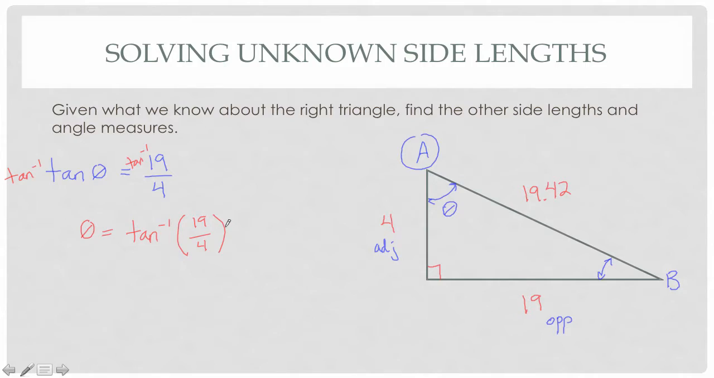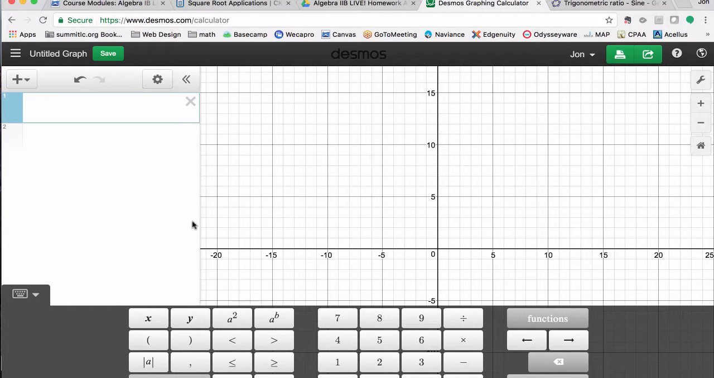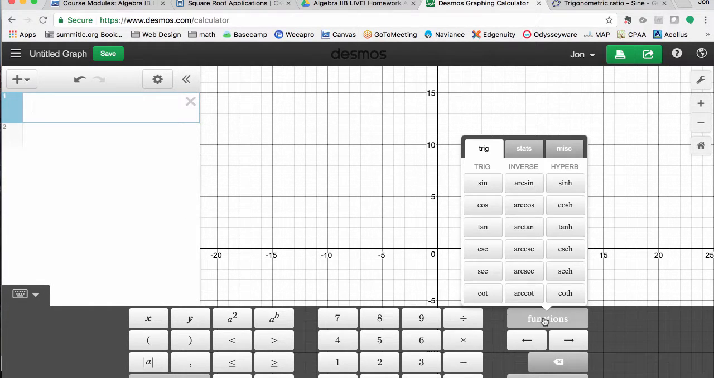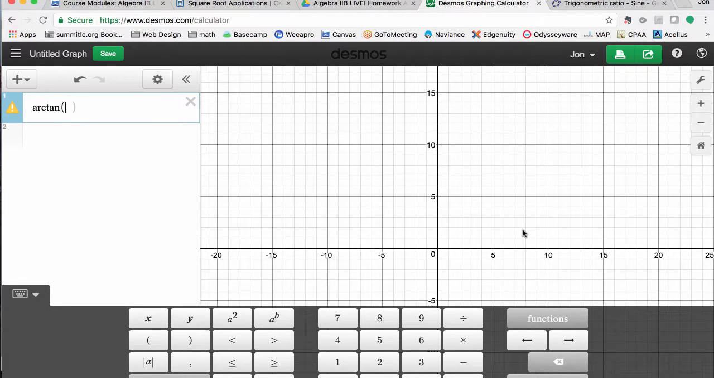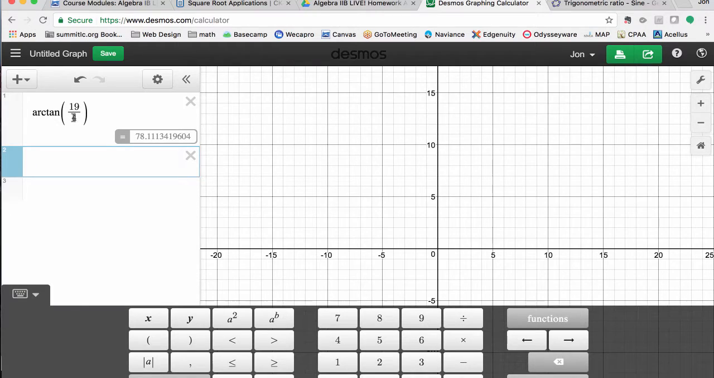Well, let's go calculate that on our Desmos calculator now. All right, here we are. I need inverse tangent, so I'm going to go to my functions. There's trig, sine, cosine, tangent, and here is arc sine, arc cosine, and arc tangent. These are my inverse functions. I need the inverse tangent of 19 divided by 4. And what is it telling me? It's telling me that's about 78.1 degrees. That's my degree measurement because I'm still, remember, in degree mode. All right, so we just got our answer. That's the angle that if I take the tangent of that angle gives me that ratio.